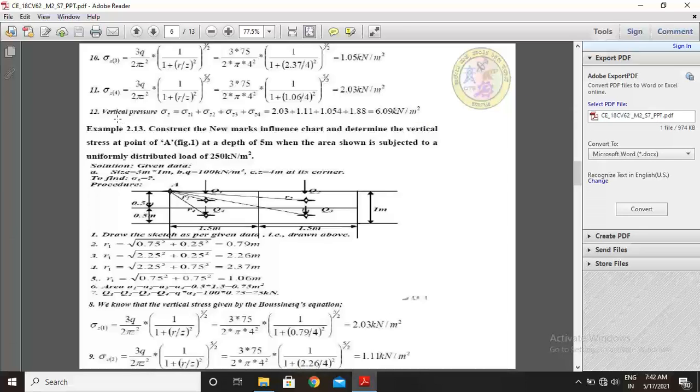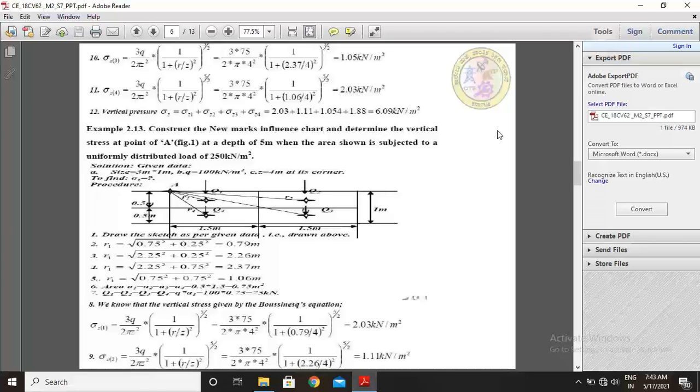Therefore, next you calculate the vertical pressure sigma z by summing the pressures of the 4 rectangles: sigma z1 plus sigma z of the second rectangle plus the third rectangle plus the fourth rectangle. While doing the summation, we are getting the answer 6.09 kilonewton per meter square. So this is the solution of this type of problem.